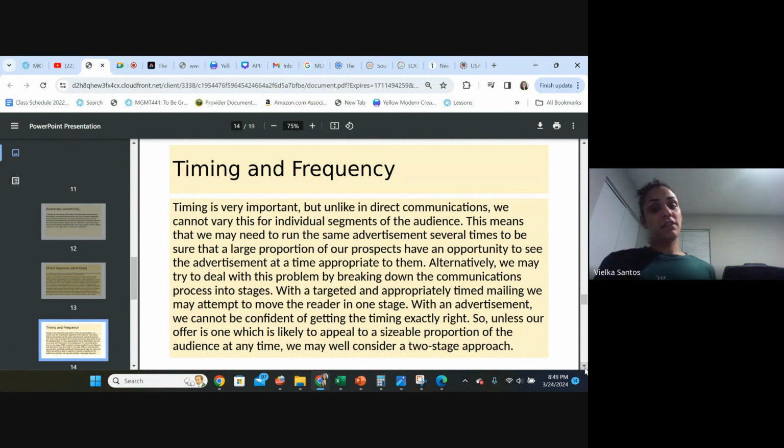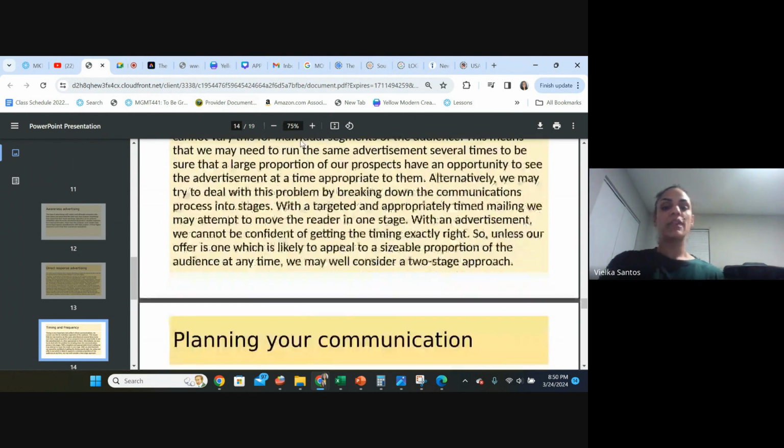We cannot vary this for individual segments of the audience. This means that we may need to run the same advertising several times to be sure that a large proportion of our prospects have the opportunity to see the advertisement at a time appropriate to them. Alternatively, we might deal with this problem by breaking down the communication process into stages. With targeted and appropriately timed mailing, we may attempt to move the reader in one stage. With an advertisement, we cannot be confident of getting the timing exactly right. So unless our offer is one which is likely to appeal to a sizable proportion of the audience at any time, we may well consider a two-stage approach.